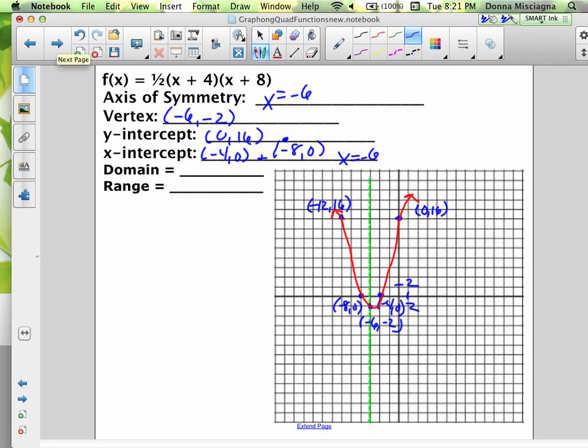Domain, of course, is all real numbers. Range: our low value is -2, the y-coordinate of the vertex, and it goes to infinity. Let's see if we can get at least another one in and save the other ones for a part 2.